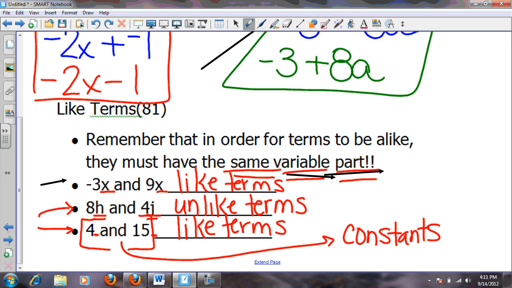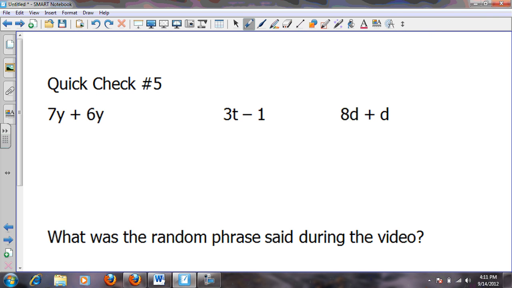So let's look at combining like terms. Quick check number 5. 7y plus 6y. Is my variable part the same? If it is, then all I need to do is look at, here's another vocabulary word, the coefficients. One coefficient is 7, the other coefficient is 6. I'm adding them together. 7 plus 6 is 13, and I keep my variable part the same. So 7y plus 6y is 13y.